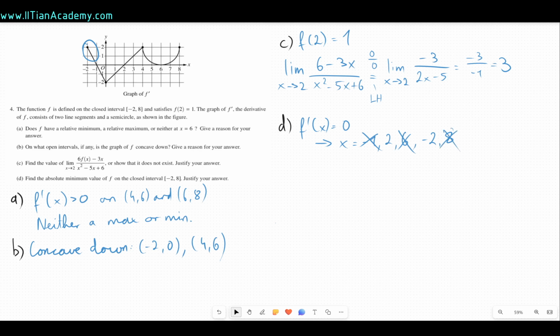And if we look at x equals 2, then we see that before, the slope is negative, after, the slope is positive. Therefore, we do have a local minimum. And since none of the other points are really possible, f of 2 is going to be the minimum. And we're given in the question that f of 2 is equal to 1.